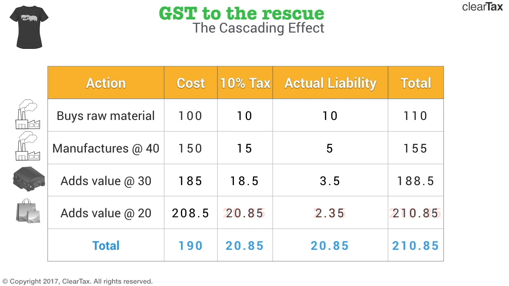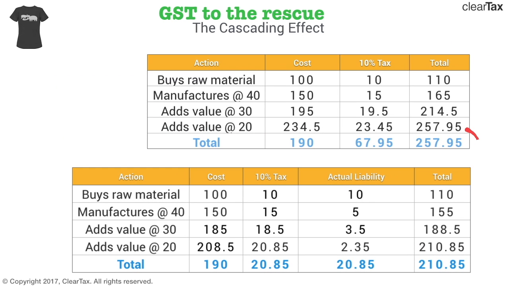The total cost of the shirt is 210.85. 190 is the total cost without any tax included, that's 100 of raw material, 40, 30 and 20 value added, 190. And to that we add a tax of just 20.85 to get 210.85 as the total cost. Compare this to our earlier example where no input tax credit could be claimed. The cost was 257.95, almost 258, and now it's just 211. So that's a flat saving of 47 on one shirt.